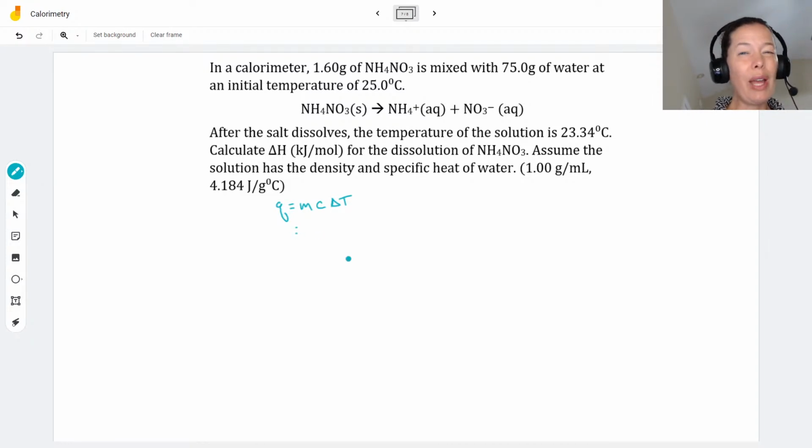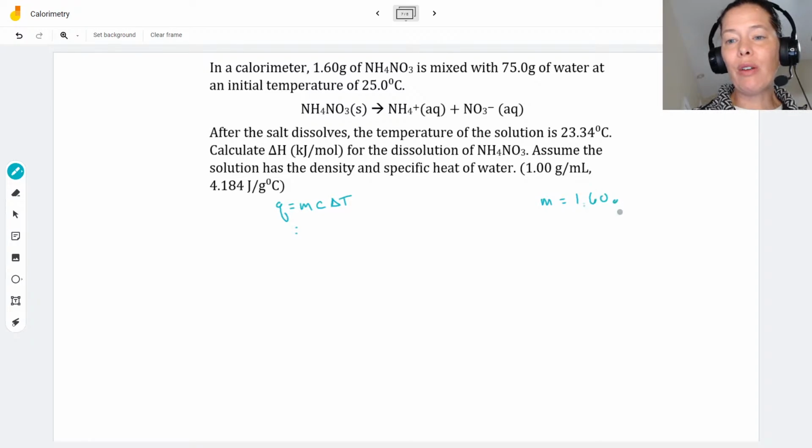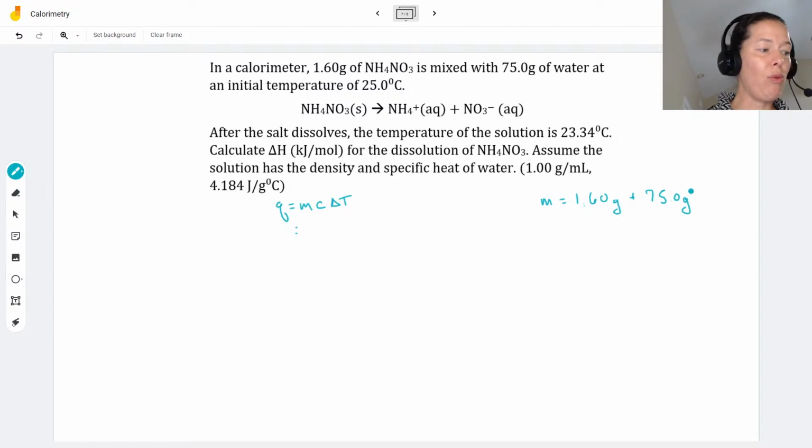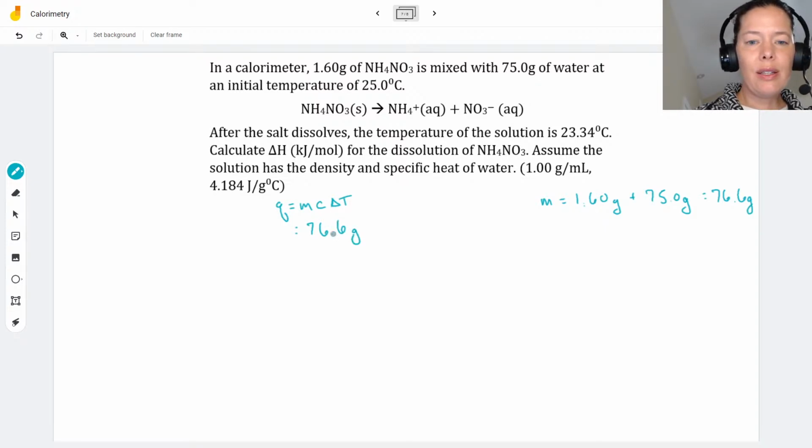Now, just like before, we have to kind of think about our mass. So we have a mass of ammonium nitrate and a mass of water. These two masses are added together. So my total mass is going to be my 1.6 grams of ammonium nitrate plus my 75 grams of water. So that is my total number of grams, 76.6.